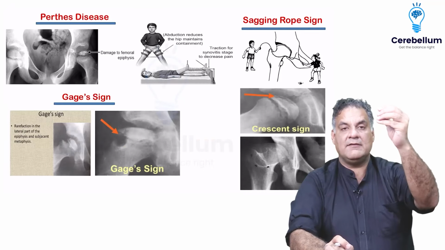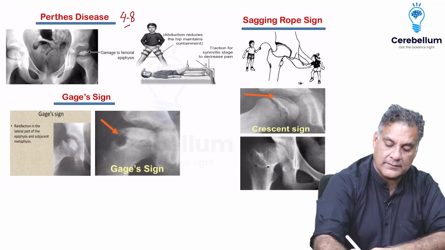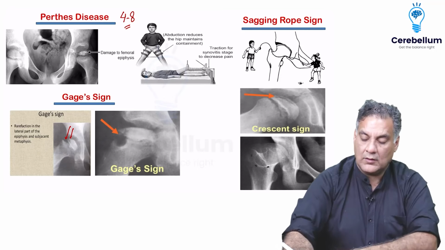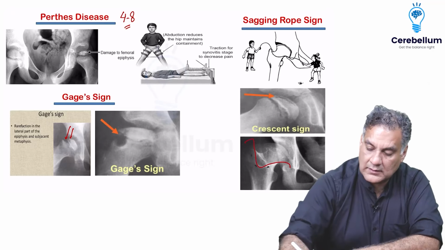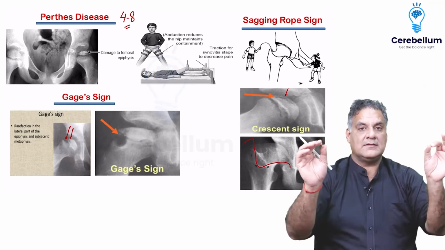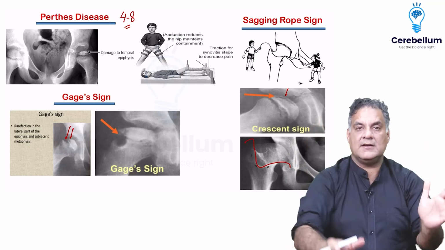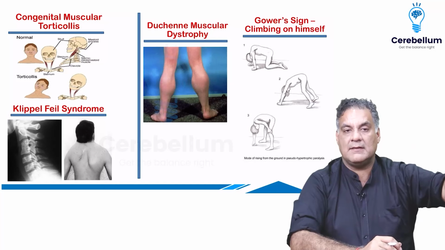Whereas you have avascular necrosis of femoral epiphysis, age group of 4 to 8 years. You can have a lytic cavity in the epiphysis or metaphysis, or you can have at the upper end of femur a sagging rope sign, or you can have a crescentic sign. It all means there is a vascular insult. Treatment, maintain abduction, 4 to 8 years, painless limb. Investigation of choice for DDH, MRI, Perthes, MRI.